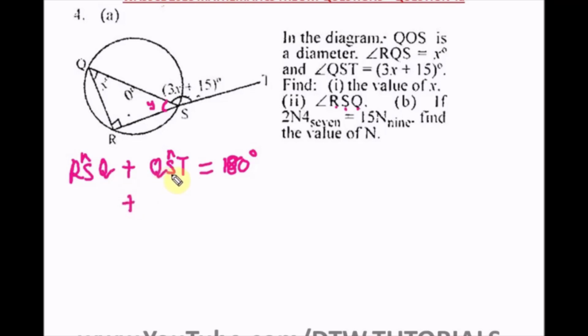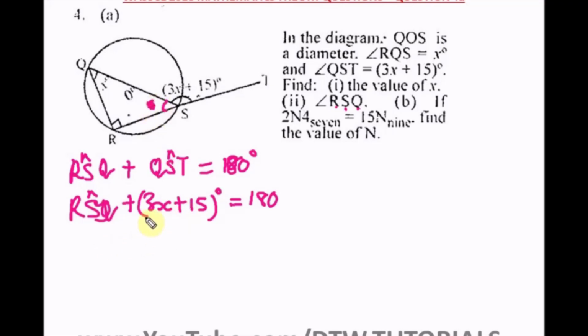So we have plus, and what is QST? QST is this angle here, which is 3x plus 15 degrees, equal to 180. Okay, so let's say angle RSQ is Y, to just simplify it, so we're looking for Y, right? Let's just write it down so we don't get confused, so we don't have Y and X together. And this is a theory question, so simplify as much as possible because there are different people marking your script, so make it simple and straightforward as much as possible when solving your theory questions. Okay, so let's stick to RSQ.